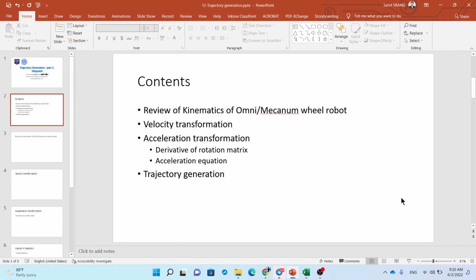So I will start with the review of kinematics of Omni wheel and Mecanum wheel robot. Then you will be learning velocity transformation and acceleration transformation. Then we can start the trajectory generation.